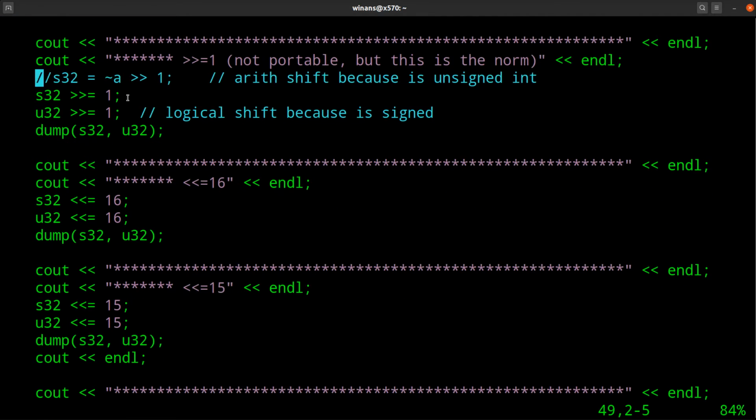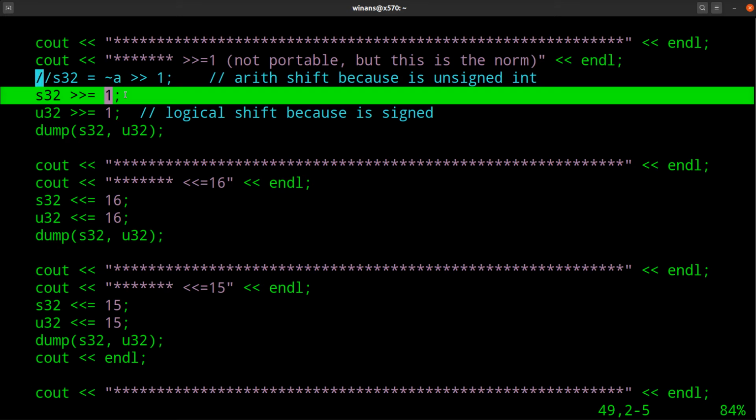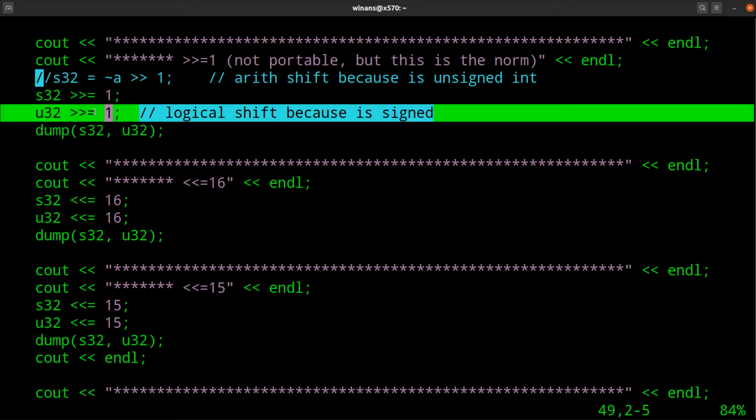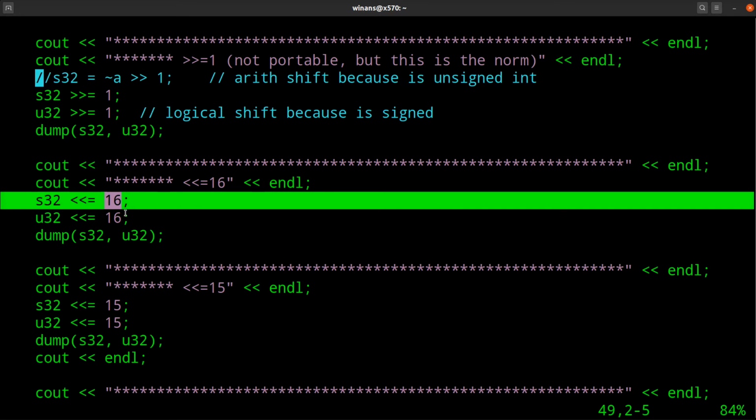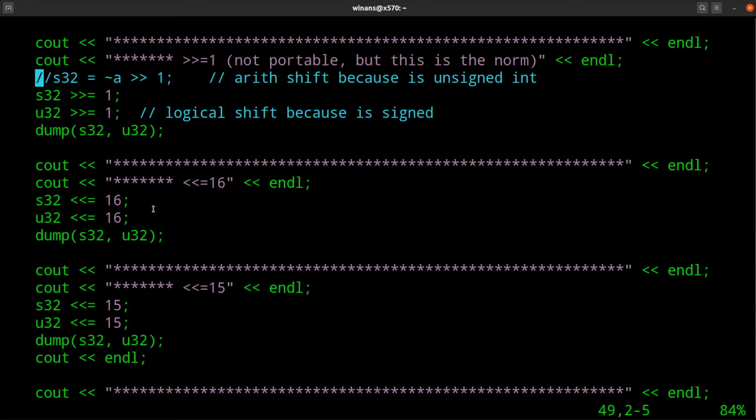So what is it going to do? You just saw that the signed 32-bit value, after I shifted it right, was all Fs, right? All bits were 1s. This one was 7FFFFFFF, okay? A 0 bit followed by all 1s, all right? Now if I shift left 16, these are both going to be logical shifts because it doesn't matter whether it's signed or not.